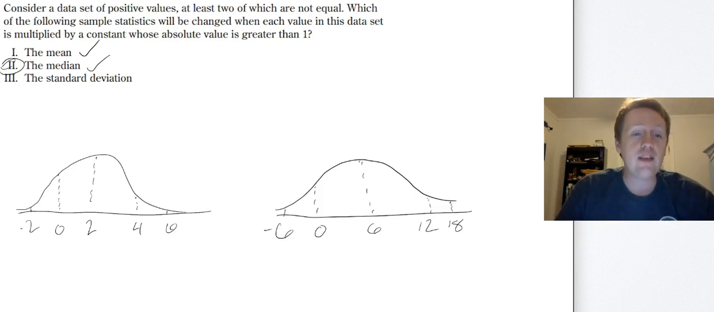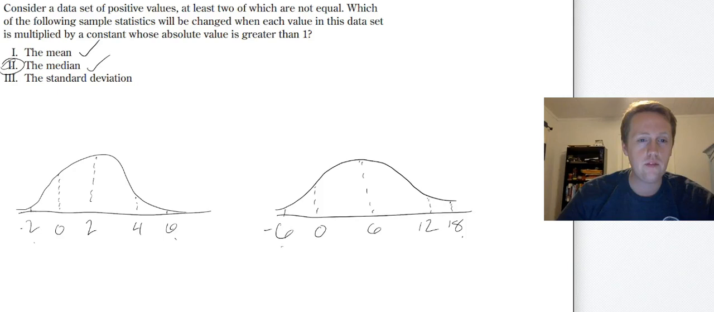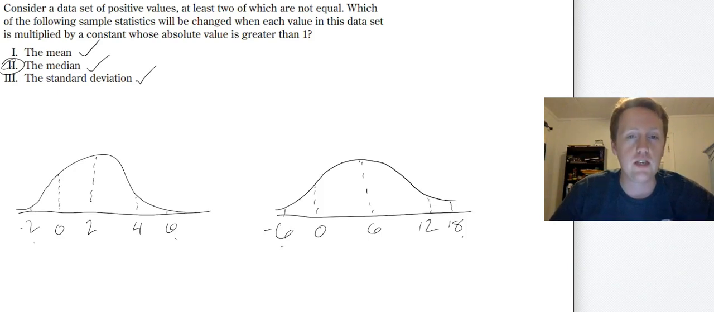Standard deviation, remember, is how spread out the data is. I drew this really terribly, but look, it goes from -6 to 18, and this one goes from -2 to 6. It's more spread out. That means the standard deviation increased. So in fact, all 3 of those sample statistics increased when we multiplied those data points.